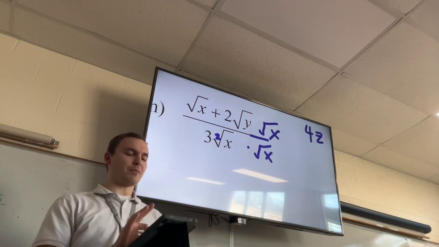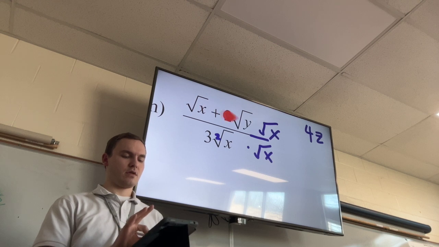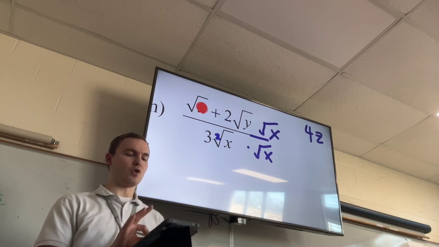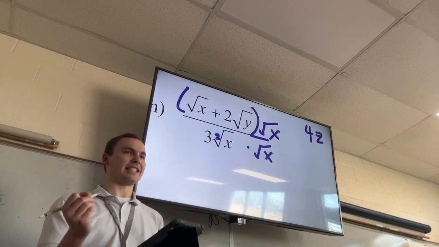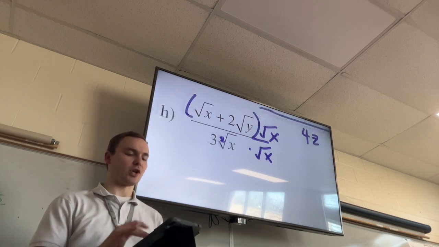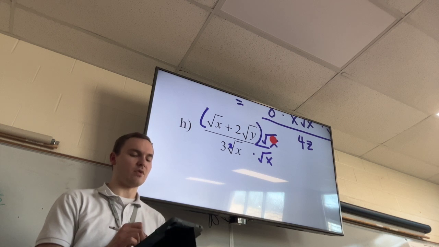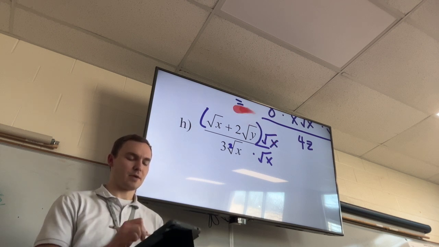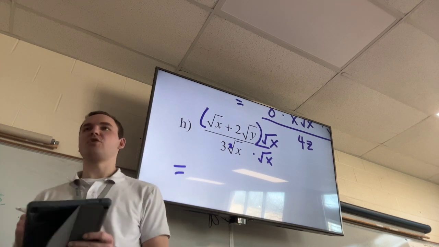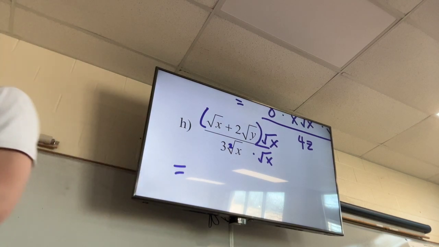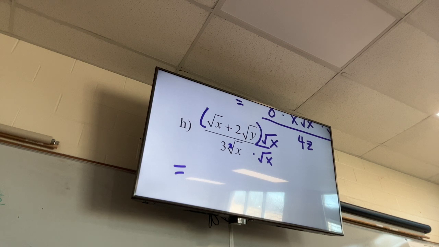What's different about this problem? The top has 2 terms, right? So when you multiply on top, make sure you put parentheses around both your terms, because you need to distribute that root x to both of them. Okay. You won't get the wrong answer as long as you simplify everything correctly, but it's just extra work.